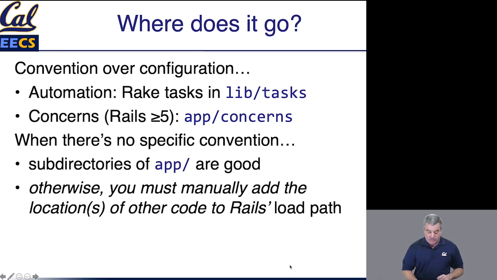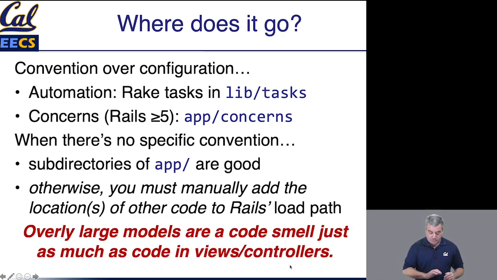What about the other stuff? There's no specific convention for some of the other stuff, but we highly recommend that you put it somewhere in a subdirectory underneath app. The main reason for that is when you start your Rails app, everything under the app subdirectory gets automatically loaded, meaning that if you put stuff someplace other than app, you have to go out of your way to load it, and usually you do that by modifying Rails' load path. Not a big deal, but it's one more thing to worry about if you don't have to.